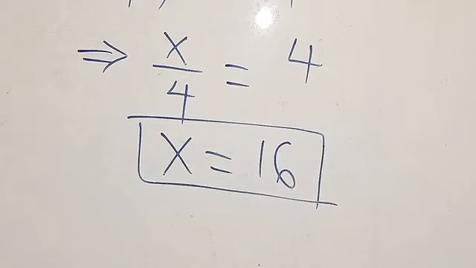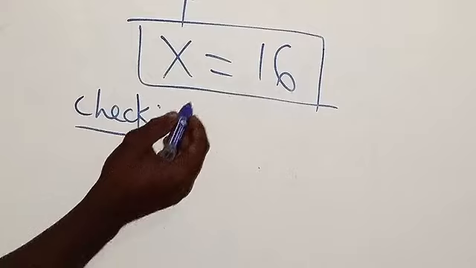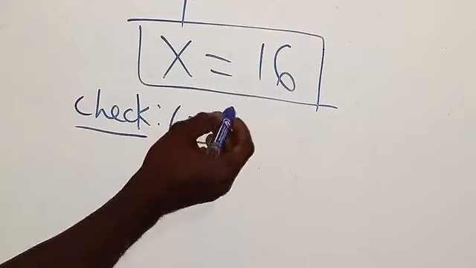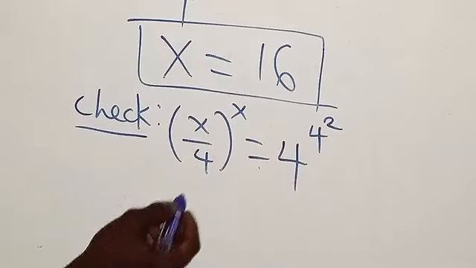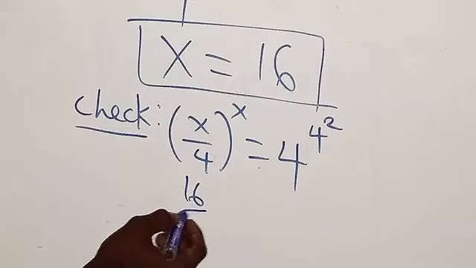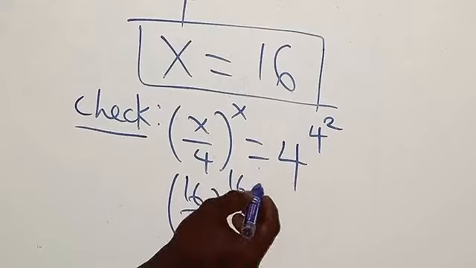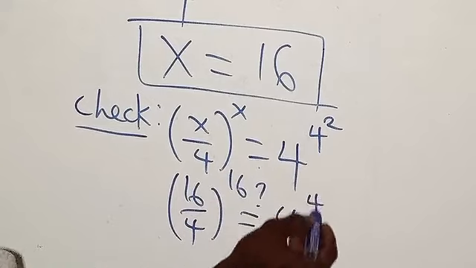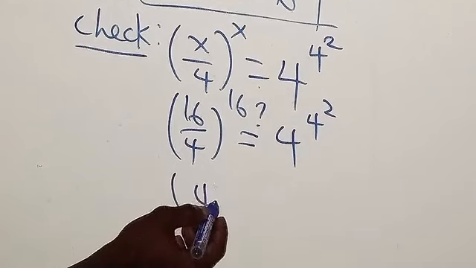Now, we can actually check whether we are right or not. So check. We have (x over 4) to the power of x equals 4 to the power of 4 to the power of 2. What is the value of x? x is 16. Then we have 16 divided by 4, with 16 up here. Is this going to give us the right answer, 4 to the power of 2? If you look at this, 16 divided by 4 is 4.